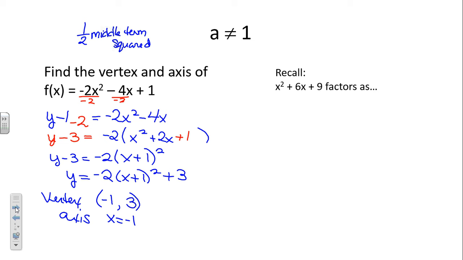Shall we find the intercepts? Practice that? Okay. When it's in this form, it's nice because we set y equal to 0. And so if we have 0 equals this negative 2 times x plus 1 squared plus 3, that means we're going to take the 3 to the other side first. So we'll have a negative 3 is a negative 2 times the quantity x plus 1 squared. And then how do we get this 2 away? Divide. So we divide by negative 2. And it's probably good to leave it as a fraction.